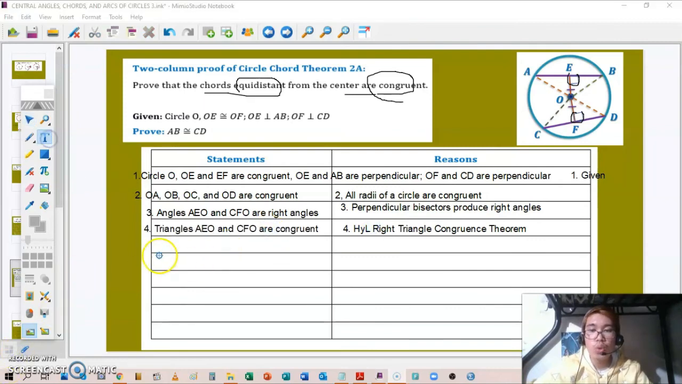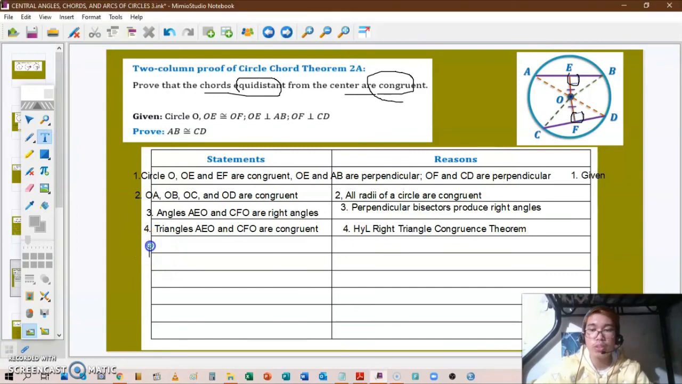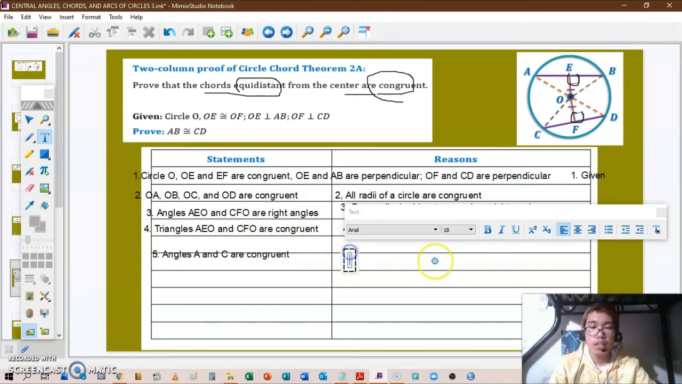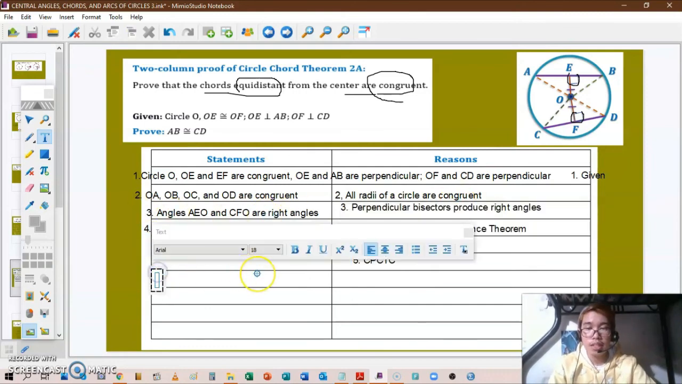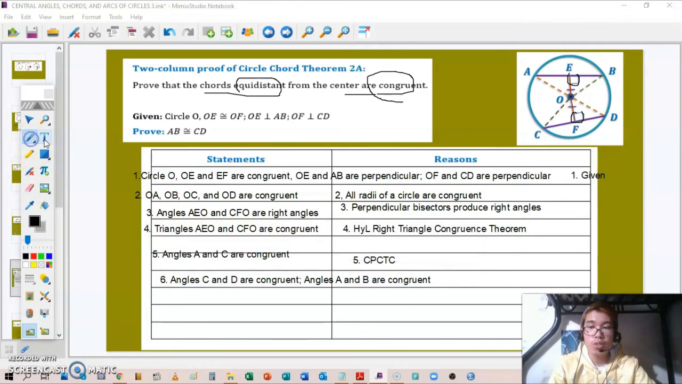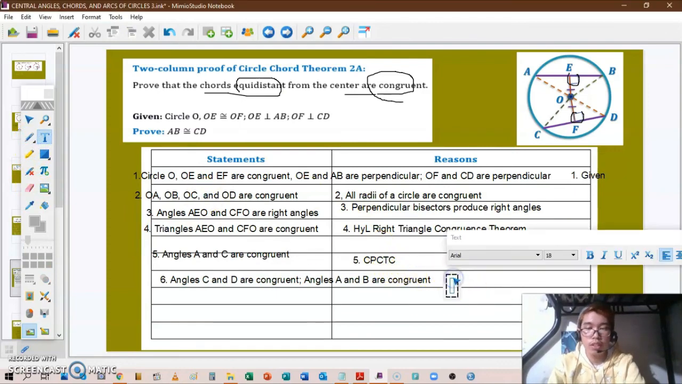And therefore, since we have two congruent right triangles there, we can say that angles A and C are congruent, using CPCTC. And we can also say for number 6 that angles C and D are congruent, and angles A and B are congruent also, using the isosceles triangle theorem. So we can write here isosceles triangle theorem.